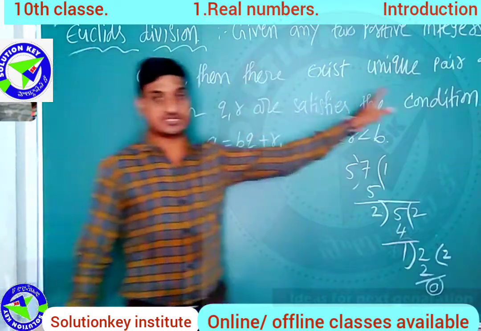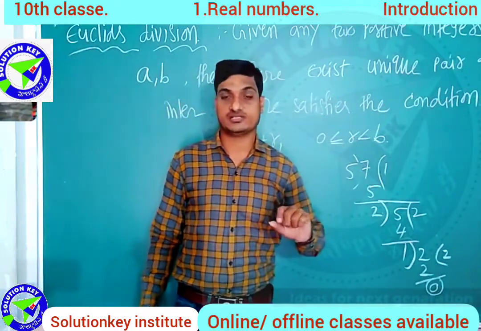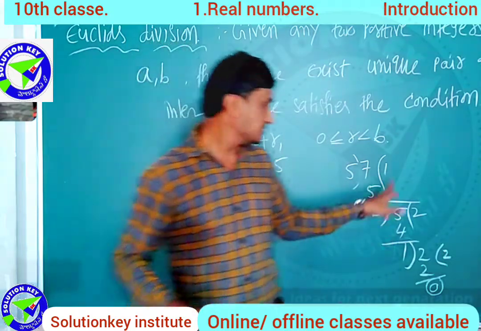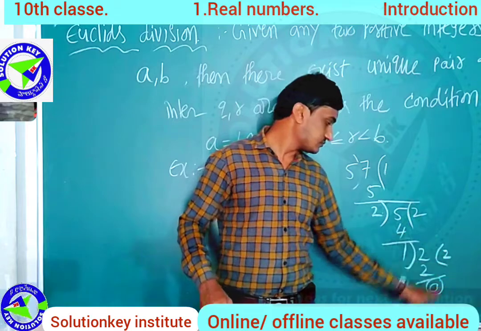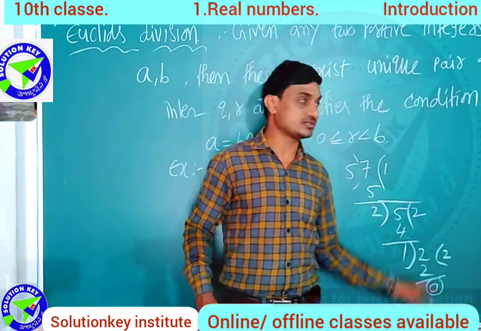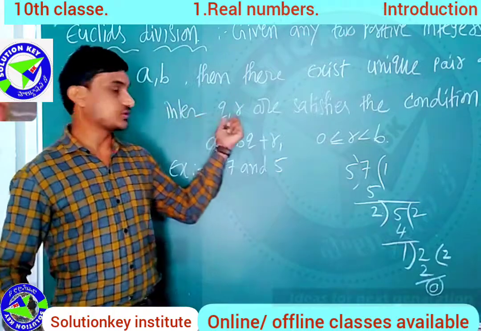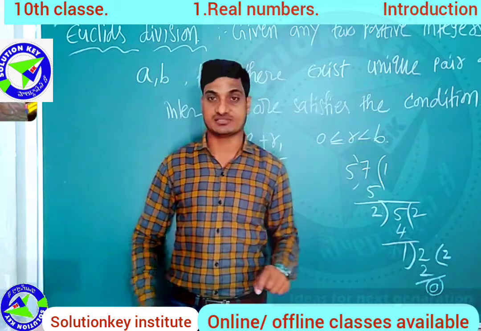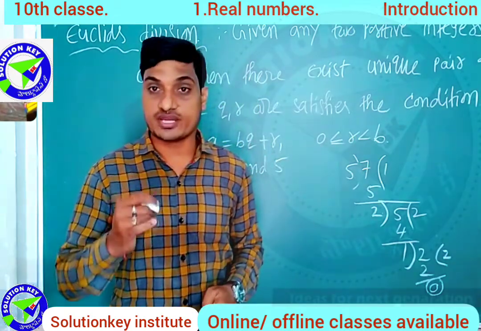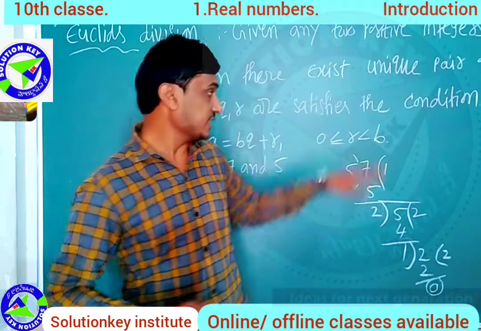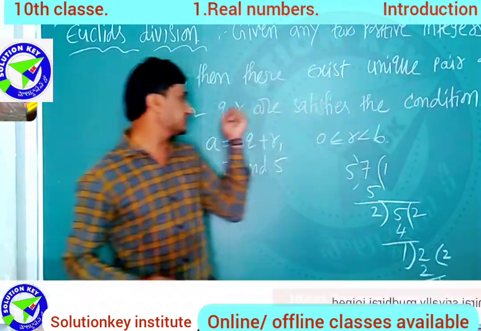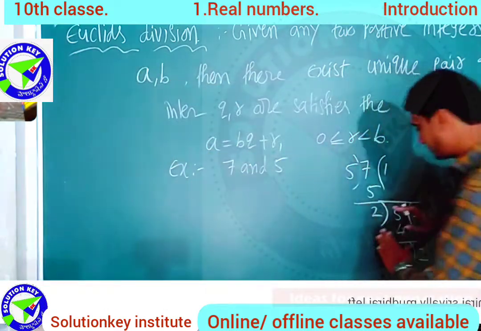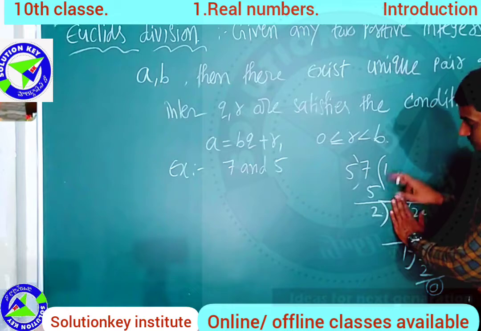Then there exists a unique pair of integers. What is the unique pair of integers? What you get: the quotient and remainder. Unique pair of integers q and r. So they satisfy the condition. That alone is not enough for us. If we had ended at the unique pair of integers q and r, we could stop here, there is no condition, q and r, that's it.